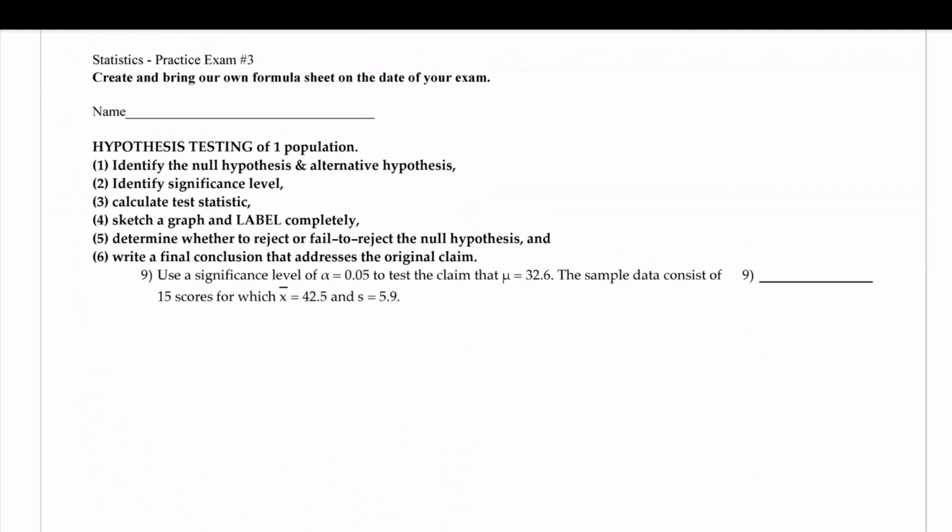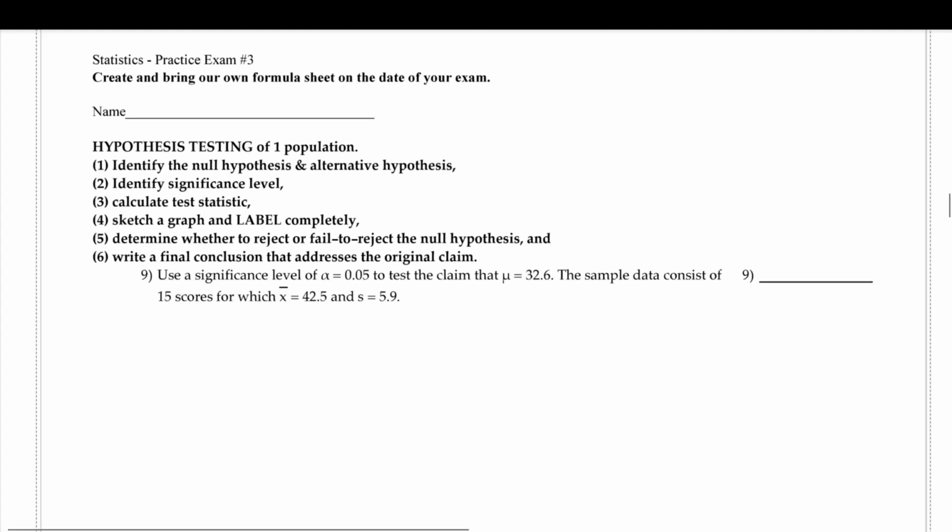Okay, problem 9. This is more of a bare bones example. That just means that it's very straightforward. It says, use a significance level of alpha equals 0.05 to test the claim that mu equals 32.6. The sample data consists of 15 scores for which x bar is equal to 42.5. That's the sample mean. And the sample standard deviation S is 5.9.